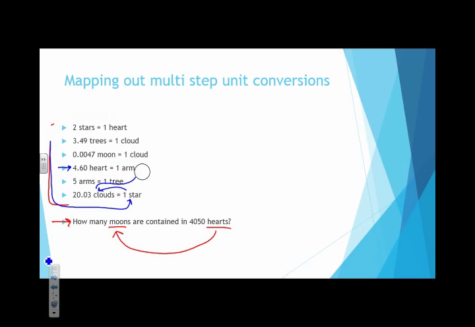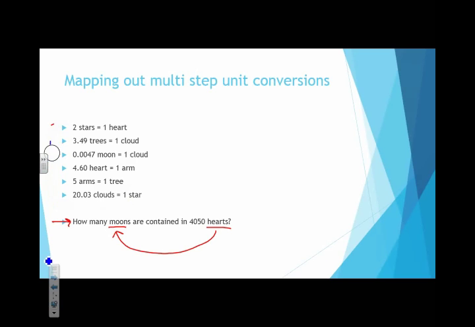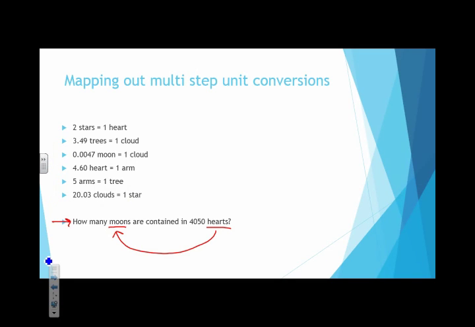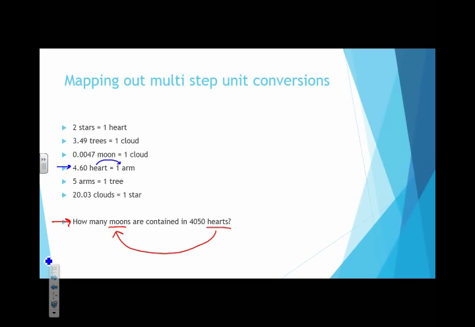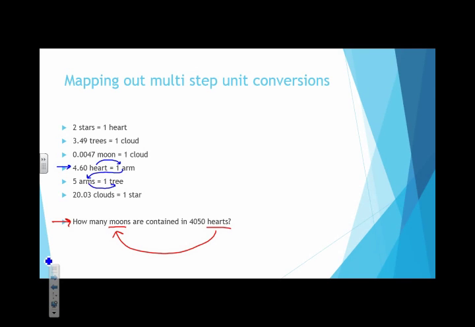Now let's say you didn't know that that's what you wanted to do. I'm going to erase all of this. And let's say you looked at the other conversion, which was I have 4.60 hearts. So that would take me to arms. And arms, let's see, my only other conversion for arms would be to go here to trees. Now trees, oh wait, this would work too. And then trees take me up here to clouds, and clouds, like we said, take me to moons.